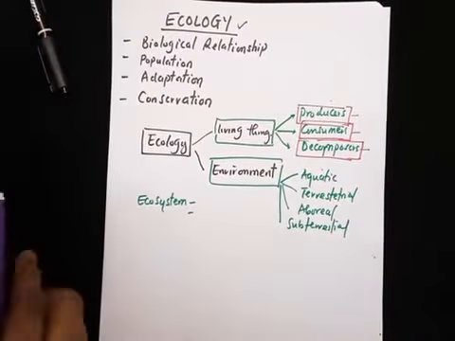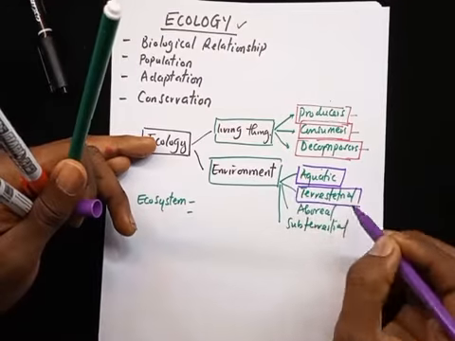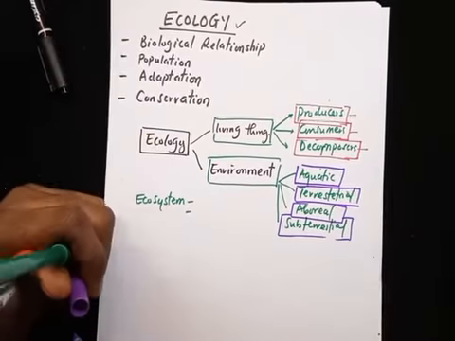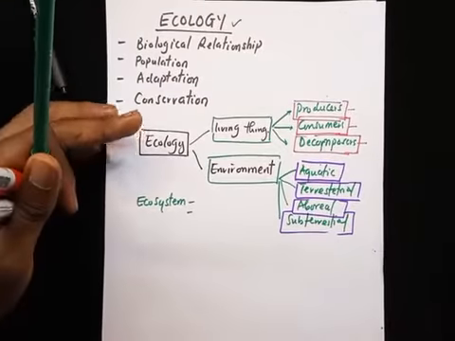Again, the environment can either be in the sea, so aquatic; on land, terrestrial; in the sky, in trees, arboreal; and under the ground, subterrestrial. So this gives us a tree diagram of ecology.